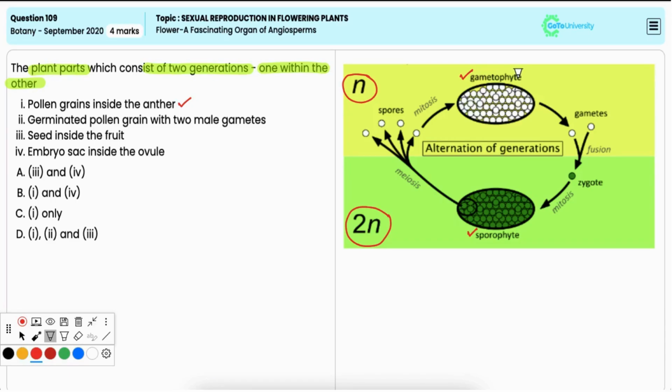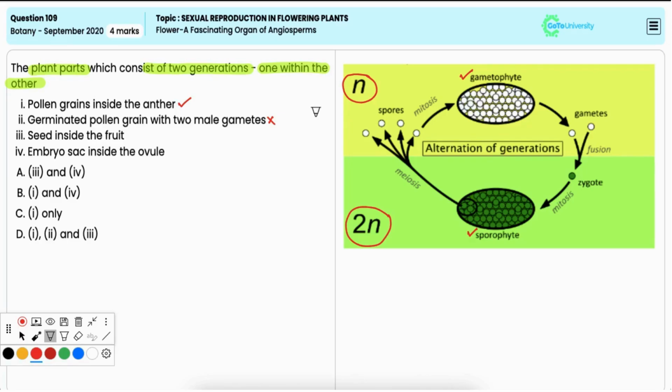Now, statement 2, germinated pollen grain with two male gametes. Now, this is incorrect. Once the pollen grain germinates, it contains male gametes, but it is no longer represented by two generations within one another.